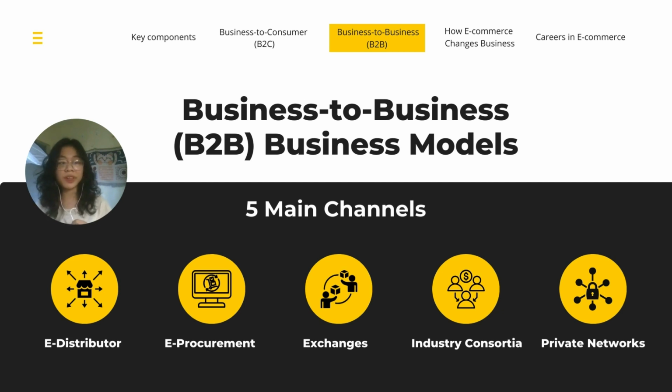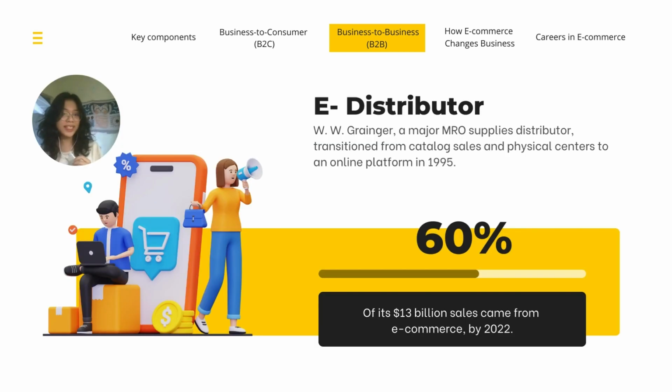Let's talk about the B2B business model. This is the type of model in which businesses sell to other businesses. There are five main channels to conduct B2B transactions. The first one is e-distributor.